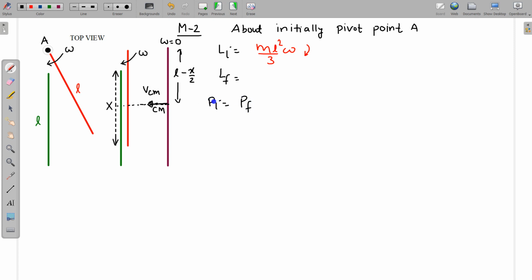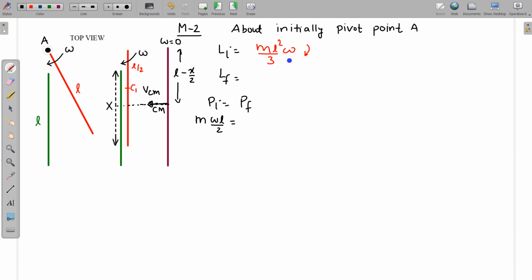P initial is only due to the red rod, this green rod is at rest. So P initial is m into velocity of center of mass of this red rod. Its center of mass is somewhere here. This is C1, and this distance is obviously L by 2. So this is contributed due to this red one only. So this is m into VCM, which is omega L by 2, so m omega L by 2.